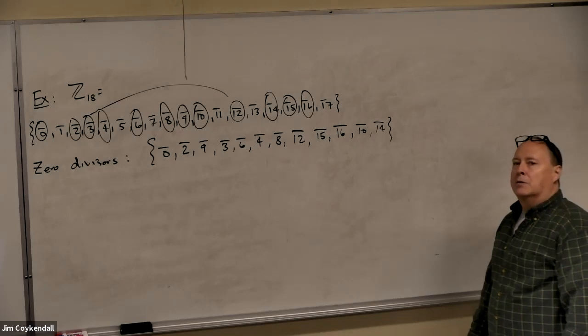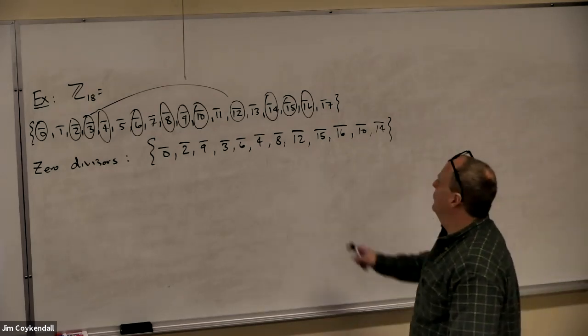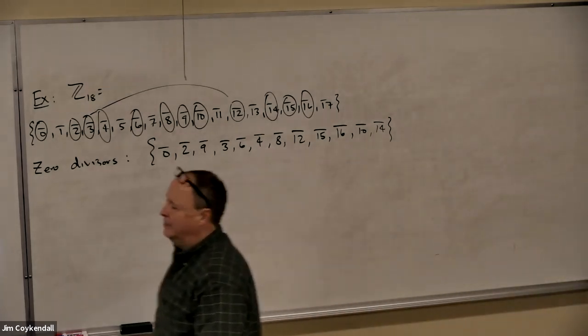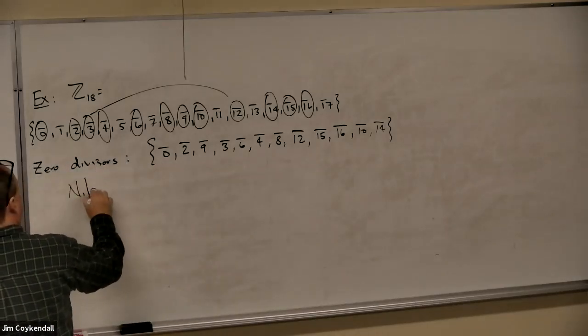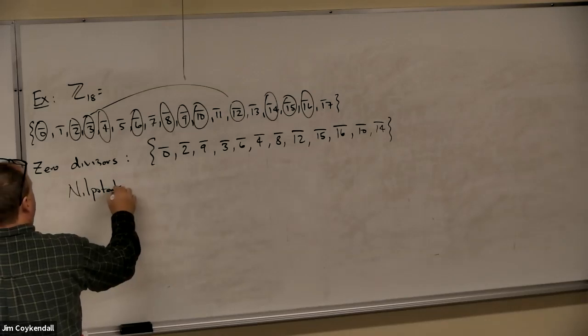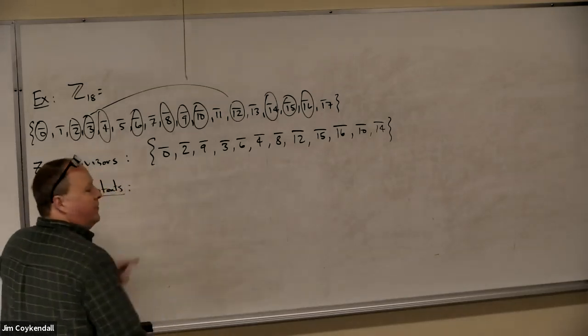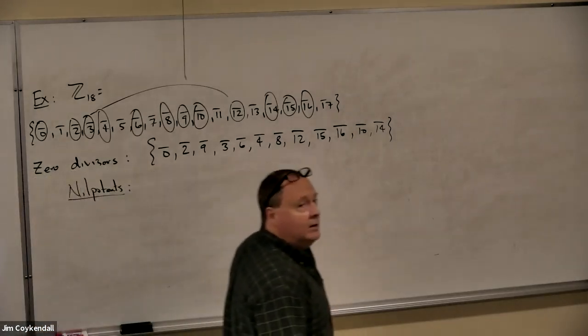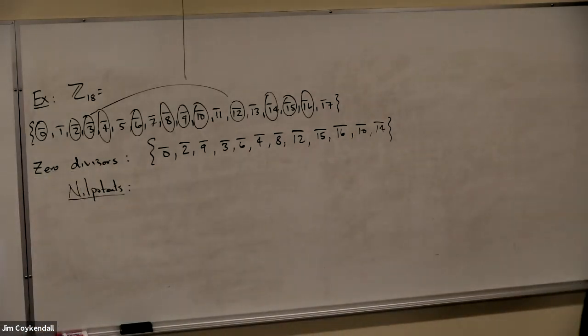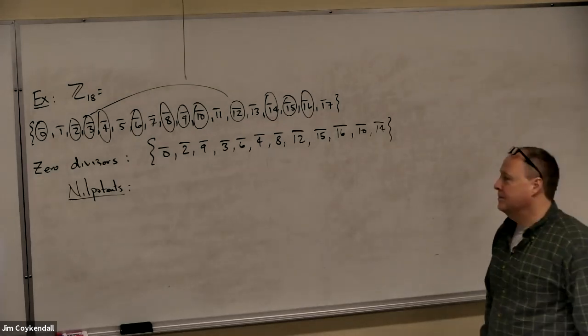Every nilpotent is a zero divisor. So the nilpotents should be a subset of this. Sometimes you don't have nilpotents, but here you do. Can anybody tell me which ones of these are nilpotents? There are 3 of them.